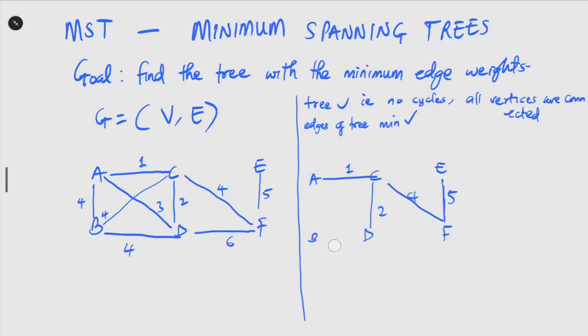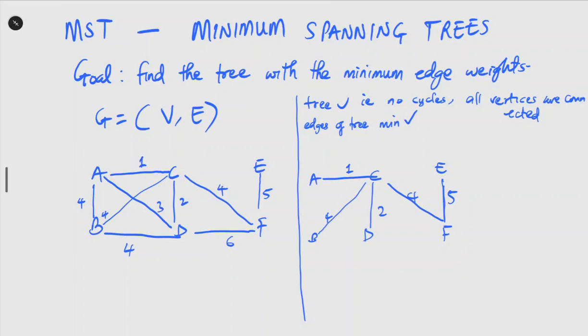And if we look carefully, we can see another minimum spanning tree from this same graph. If, instead of connecting B to D, we connect C to B, which has the same weight, we have another minimum spanning tree, which also has the sum of edges, 16.